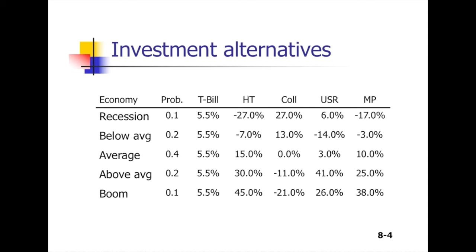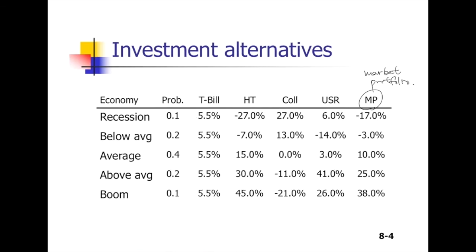Here are the 5 financial assets: the T-bill, high-tech company, collection agency, U.S. rubber company, and market portfolio. This is a market portfolio, and it means all stocks traded in the market. So you can simply understand it as the KOSPI 200 or S&P 500. The portfolio represents the market. So if the economy is in a boom, it has a high expected return, and if the economy is in a recession, it has a negative expected return.